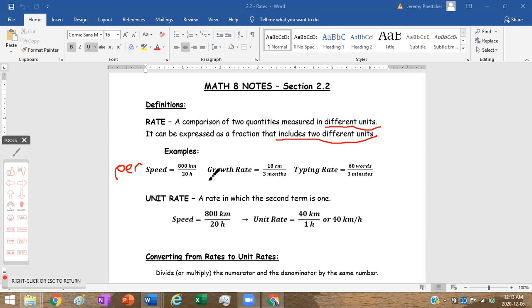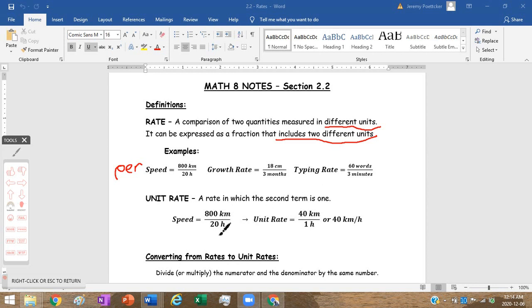And always, always, always, we're going to have words per minute. Or centimeters per month, kilometers per hour. All right. So a unit rate is a rate in which the second term is 1.